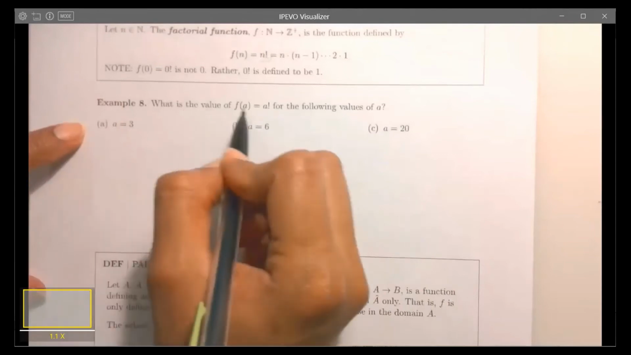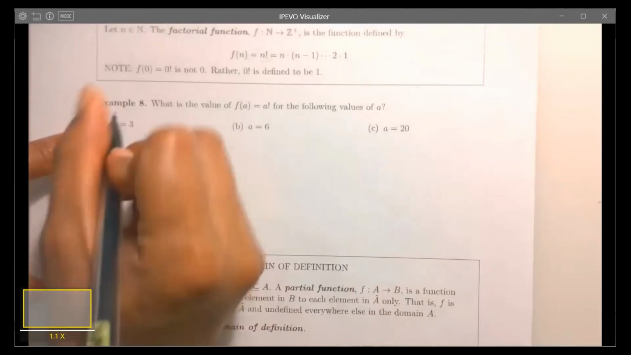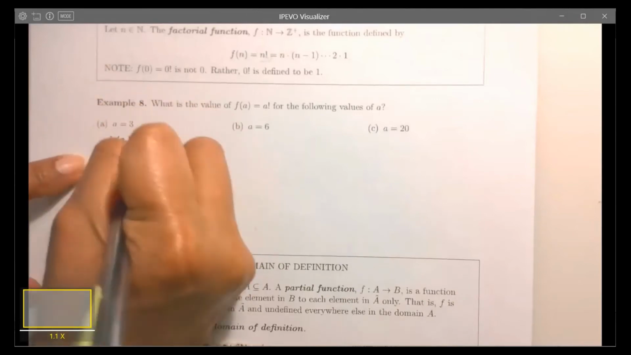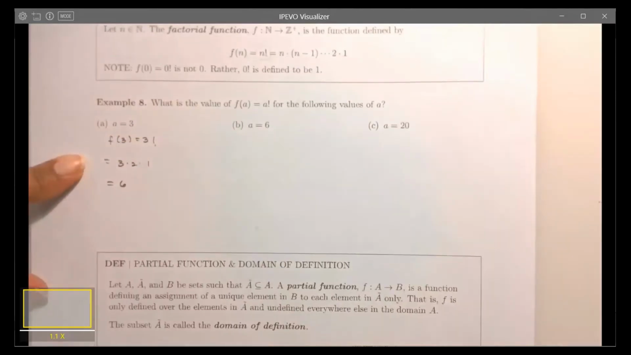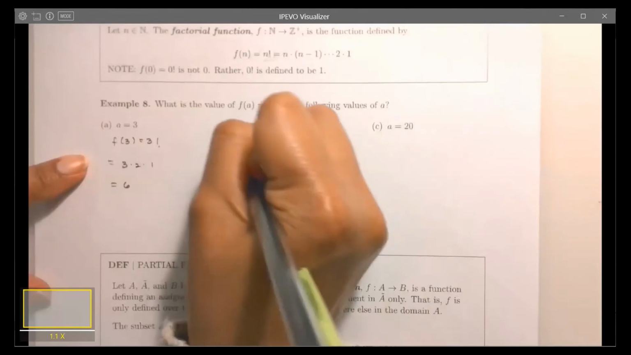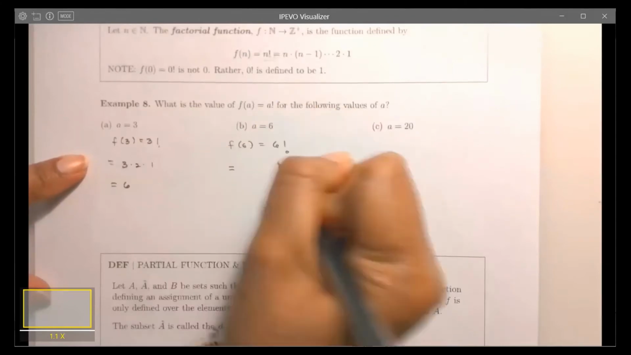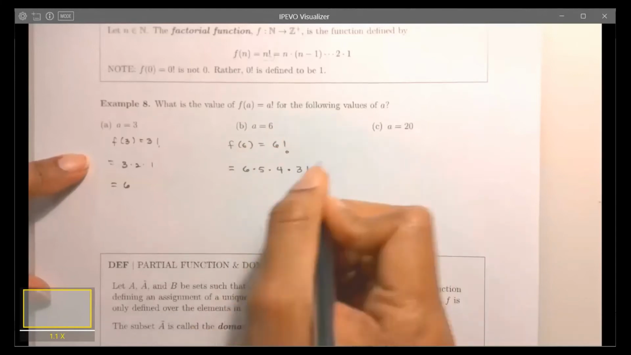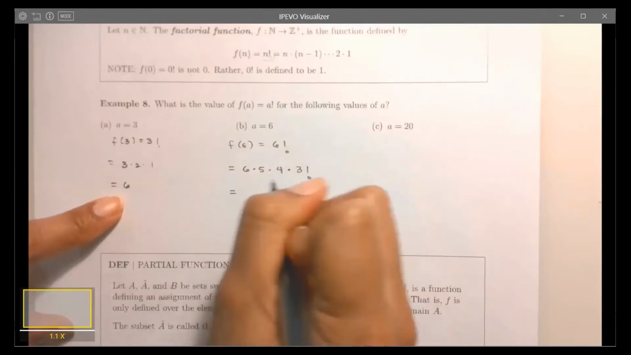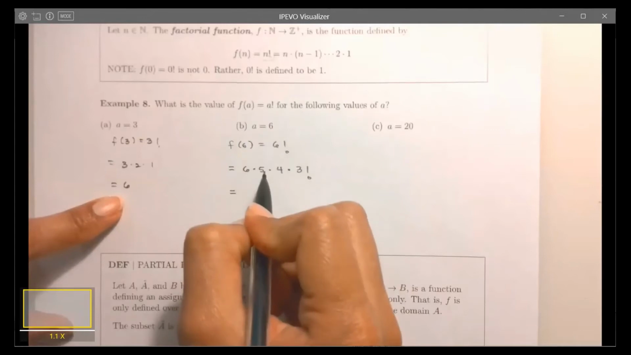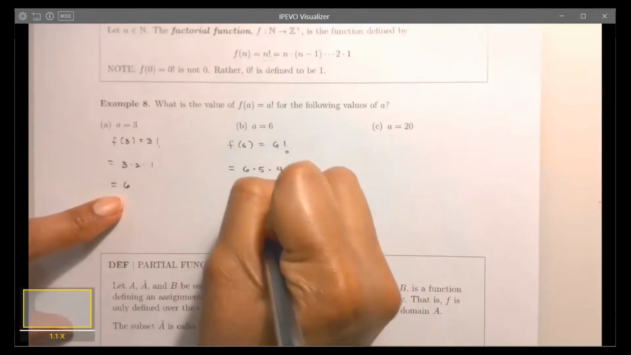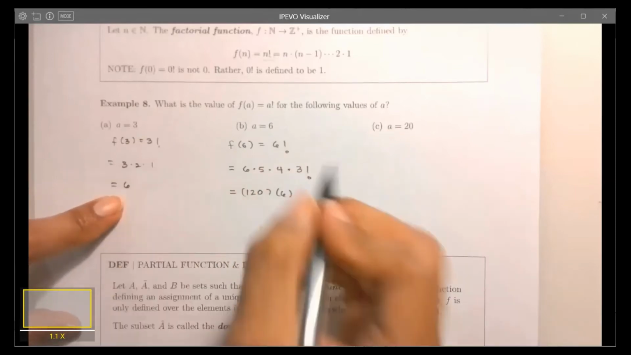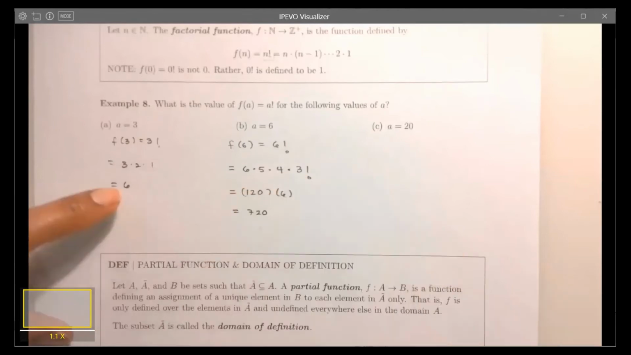So let's see. We want to find out what the factorial is when a is equal to 3. So f of 3 being 3 factorial means we're simply taking 3 times 2 times 1, which is 6. Then if we want to take 6 factorial, that would be 6 times 5 times 4 times 3 factorial, which we've already computed over here. So that would be, let's see, 6 times 5 is 30, times 4 is going to give us 120. So it's 120 times 6, because I've already found 3 factorial to be 6. So this is simply 720.